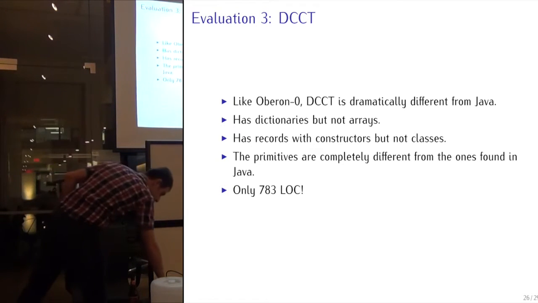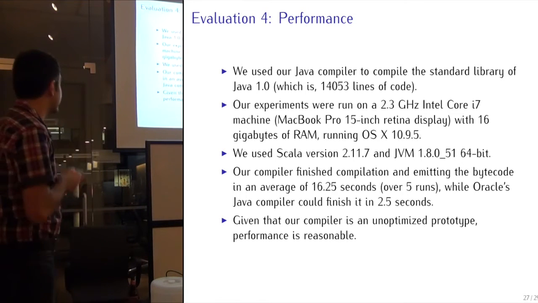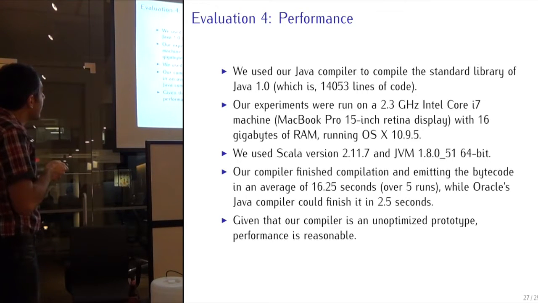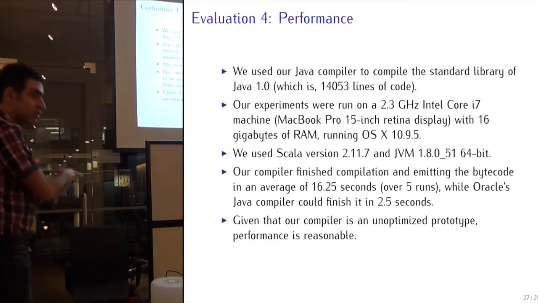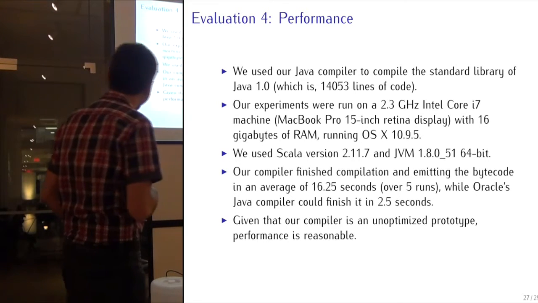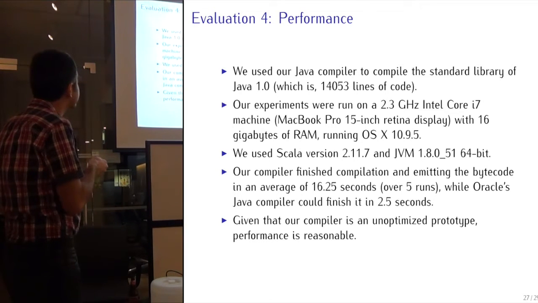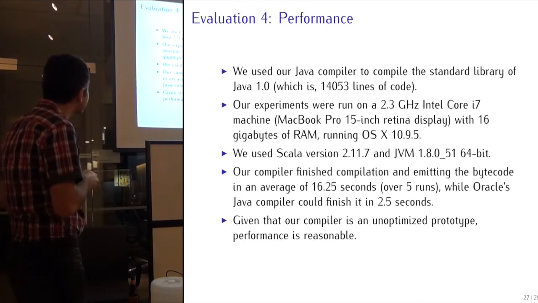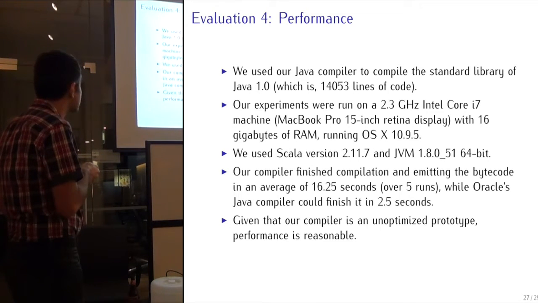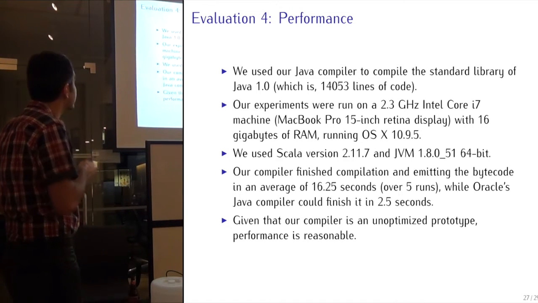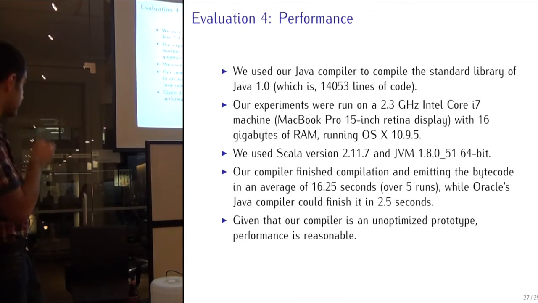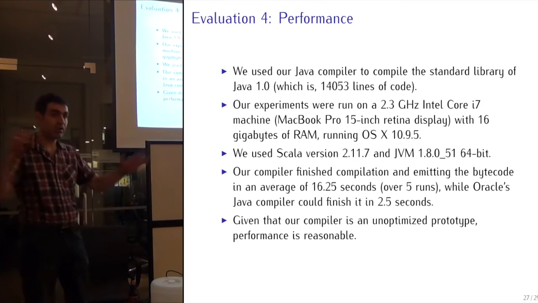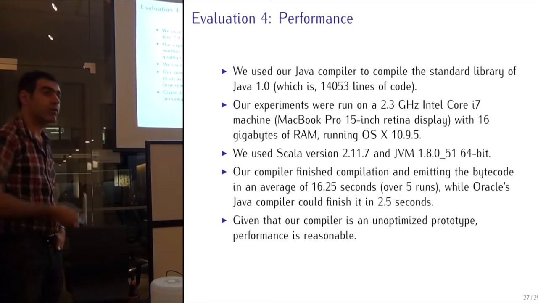Let's see how we are doing when it comes to performance. Not so good. Well, not so terrible too. I compiled the Java 1 library, which is like 14,000 lines of code, on my machine. You saw how terrible it was, several minutes ago it didn't start. So this is the progress of it. I used Scala 2.11 with JVM 1.8. I ran the compiler on this library 5 times and recorded the average, which was about 16 seconds to compile the whole library and generate the bytecode, of course.